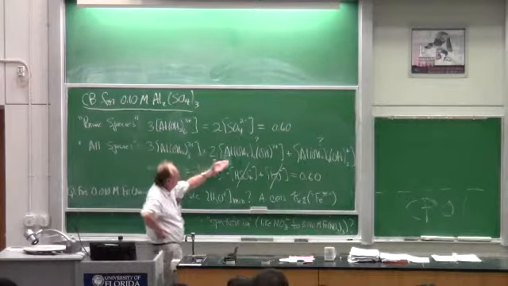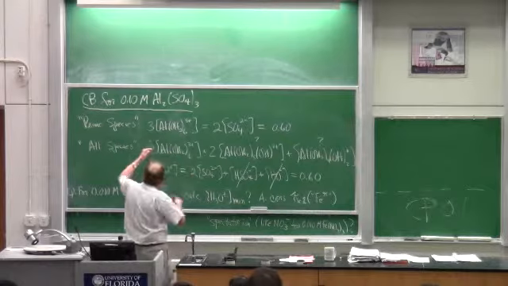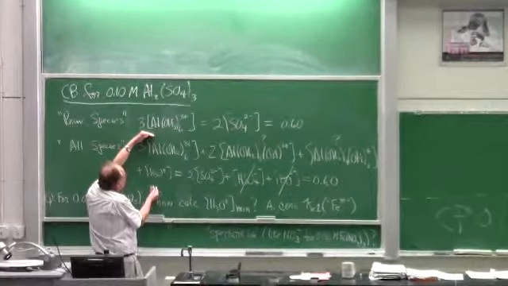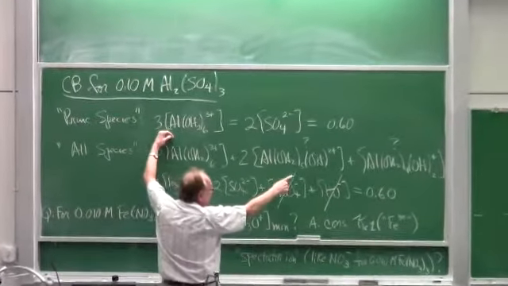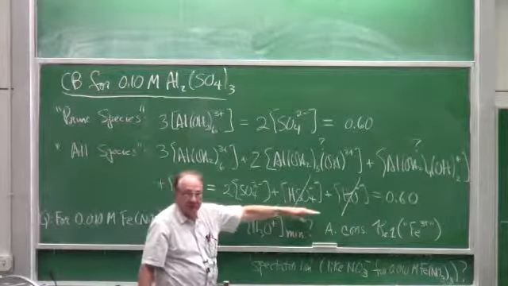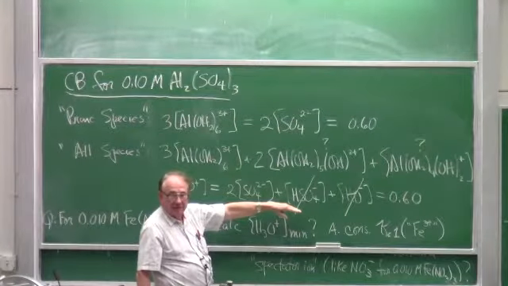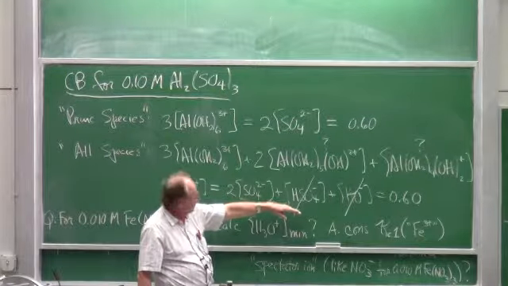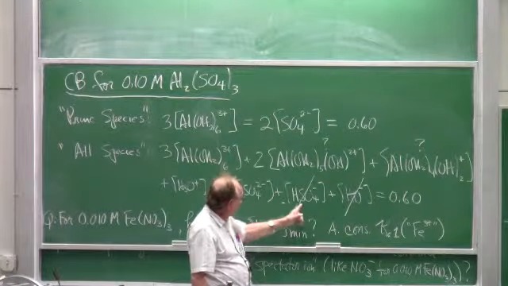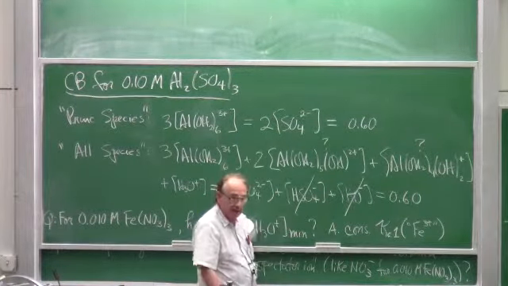So here, for all species, is the sum of total moles plus: 3 times this molarity, 2 times that molarity, and this molarity. And here is the sum of total moles minus: sulfate ion, twice sulfate ion molarity, hydrogen sulfate ion molarity, hydroxide ion molarity.